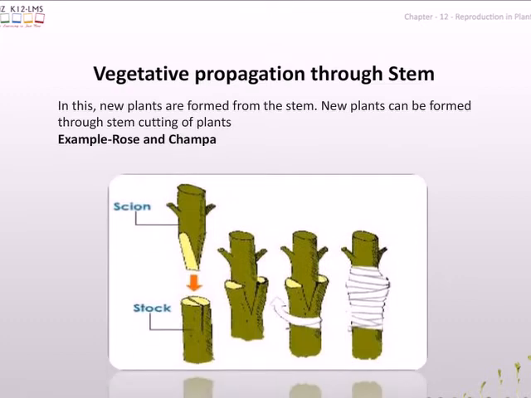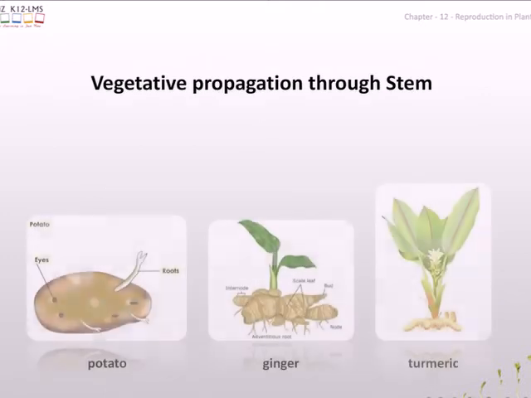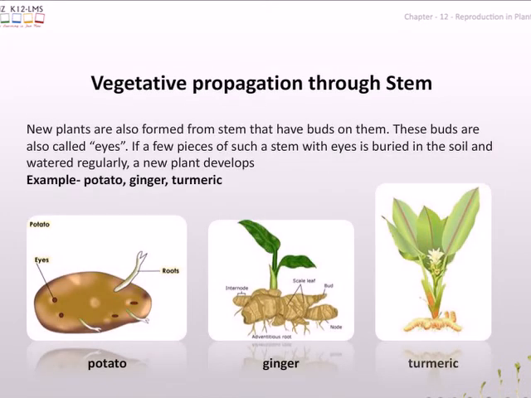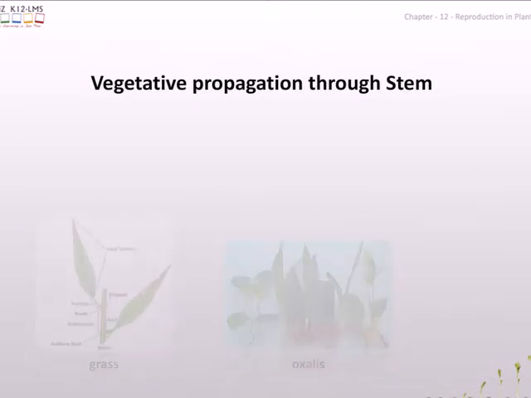New plants can be formed through stem cutting of plants. Example, rose and champa. New plants are also formed from the stem that have buds on them. These buds are also called eyes. If a few pieces of such a stem with eyes is buried in the soil and watered regularly, a new plant develops. Example, potato, ginger, turmeric.